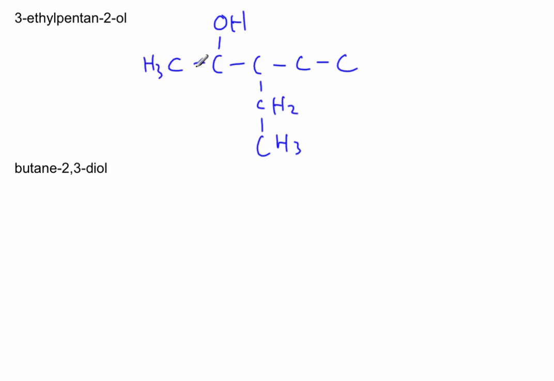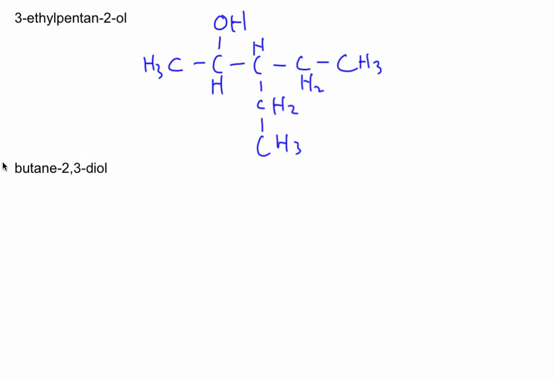To draw these then, again, the name tells it all, so pretty easy to get these sorted out. So that's a pentane. There's my 5 for a pentane. On carbon 2, I have an OH group, pentan-2-ol. And on carbon 3, I have an ethyl branch. And I would satisfy the bonding with additional hydrogens. And there's my drawing for 3-ethyl pentan-2-ol.